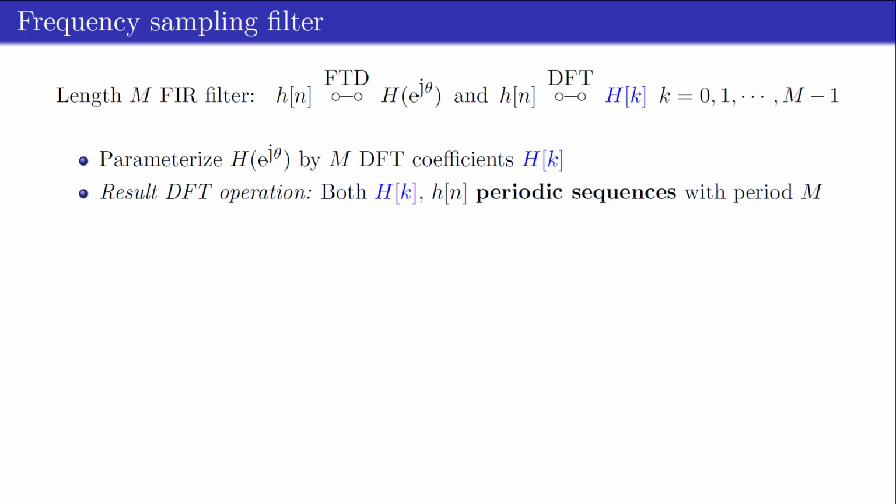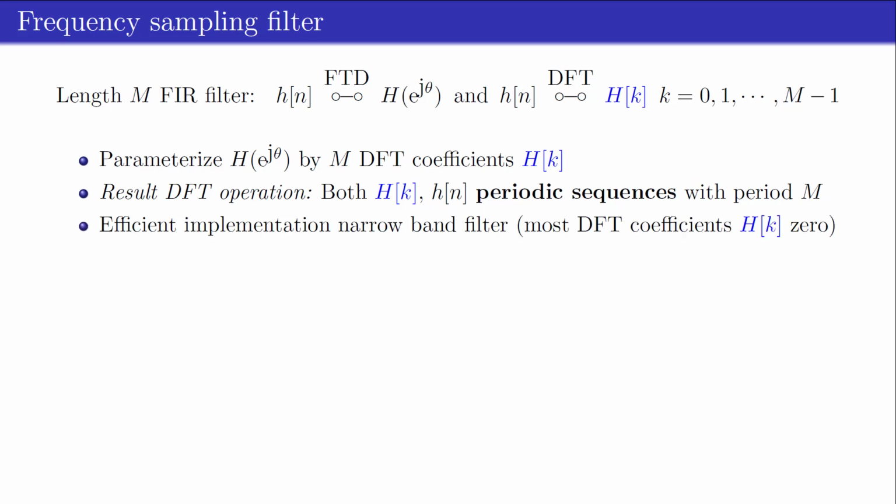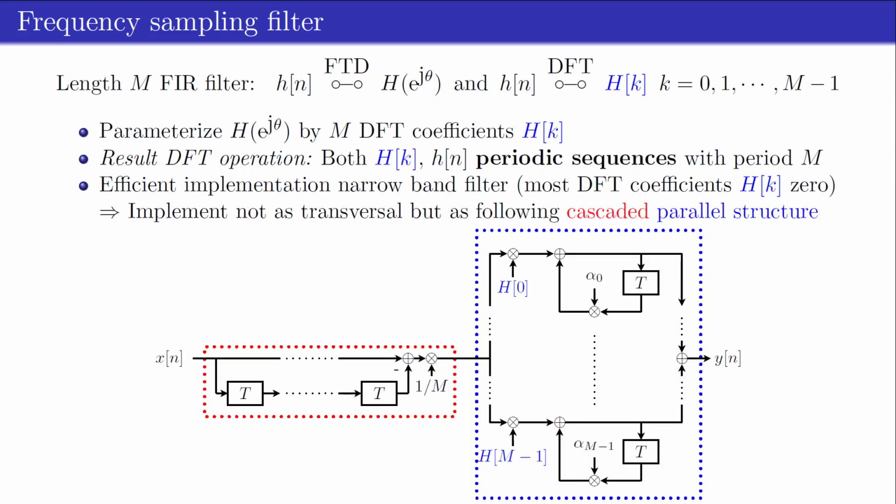Note that in this approach both the impulse response h[n] and the DFT coefficients H[k] are periodic sequences with period M. In practice, this approach is used to implement narrowband filters, in which case most of the DFT coefficients are equal to 0. In such cases, the filter is not implemented as a transversal filter with M weights, but it's implemented very efficiently as the depicted cascaded parallel structure in which the weights alpha_l denote M uniformly spaced poles on the unit circle.